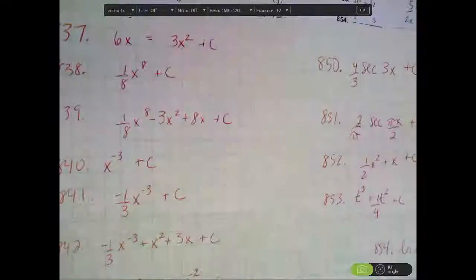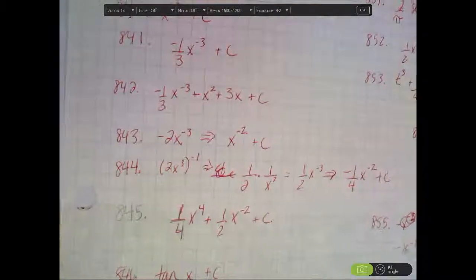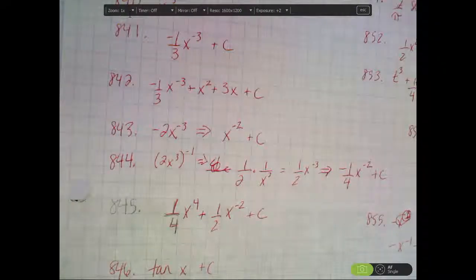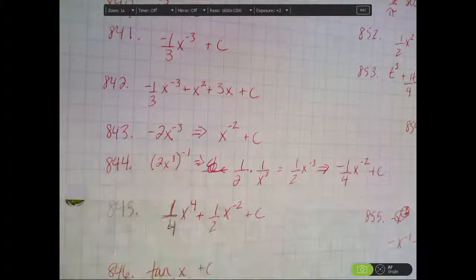The next one, though, 844, was really tricky because I started to do it using, as you can see, a negative exponent. But when you have something to the negative 1, its integral is the natural log, because the derivative of ln of x is 1 over x. But then we have this complicated function in here, and I got thinking, that doesn't really make sense. I don't really want to deal with that.